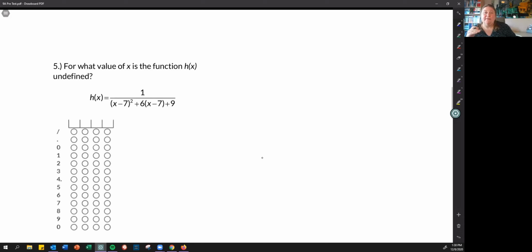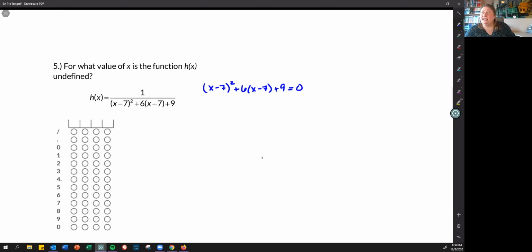The other time is when you have a value of 0 in the denominator. That's the one we're looking at here because we have our fraction with the denominator. So this function is going to be undefined when the denominator equals 0. So we have here (x - 7)^2 + 6(x - 7) + 9 = 0. If I solve this equation, that will give me the value that x is not allowed to be, right? The value of x that makes this function undefined, which is also going to be the answer to the question.